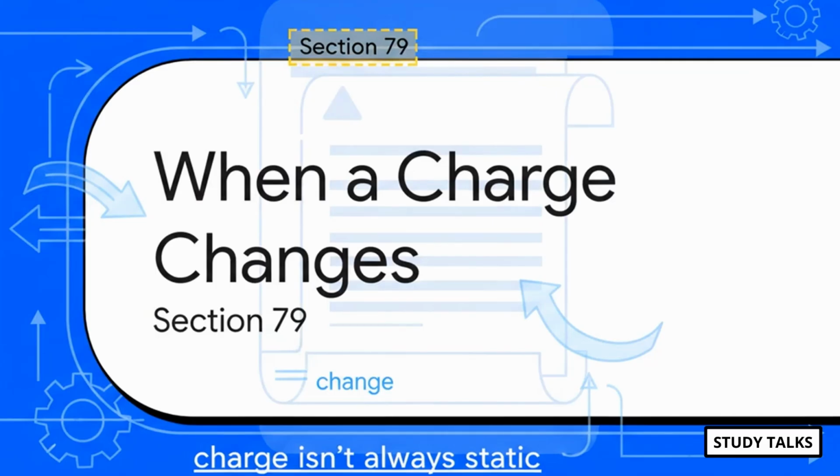Okay, let's jump right into Section 1. What happens when a charge changes? Because look, a charge is rarely set in stone. Things evolve, and Section 79 tells us exactly how we need to deal with that.